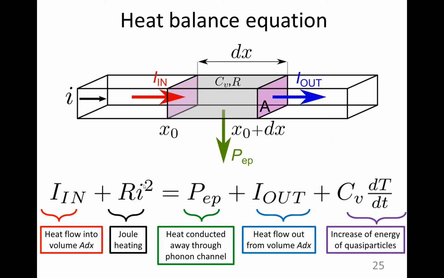The dynamics of the energy, marked here in violet, is given by all possible heat flows. We can have Joule heating that is governed by applying some current. We can observe diffusive heat flow in and out of the given volume. And apart from that, electrons inside this area can conduct away heat through the phonon channel. This is just an emission of phonons by the hot electrons.